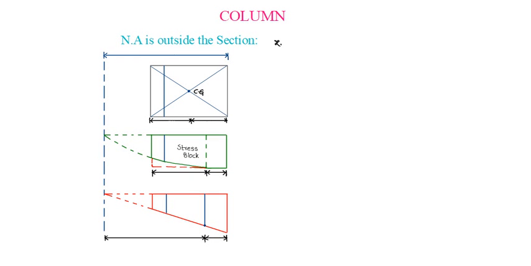Consider a column in which our neutral axis is beyond the column, that is, this is Xu. The dimensions of the column are D and width is B. This is a CG point of the column. From CG, let us consider a section at a distance of Y bar.